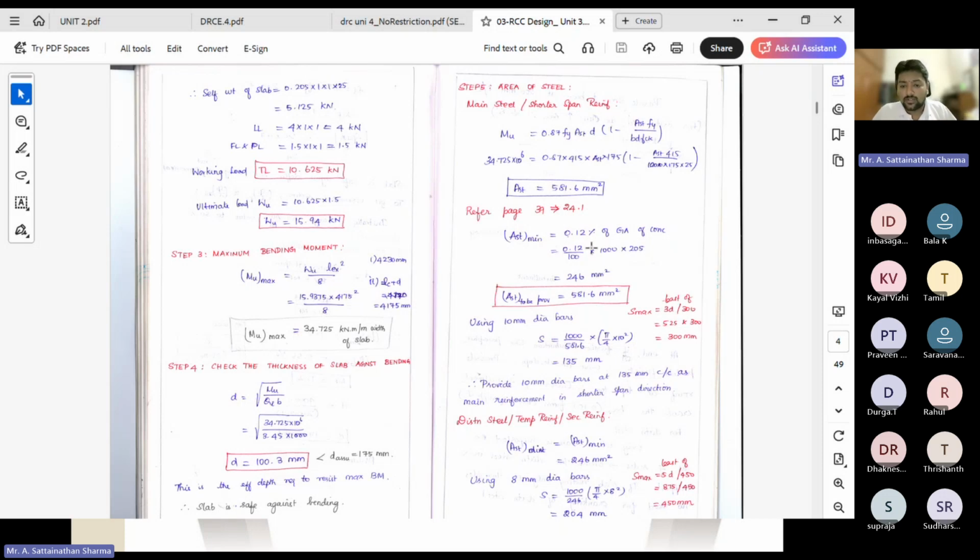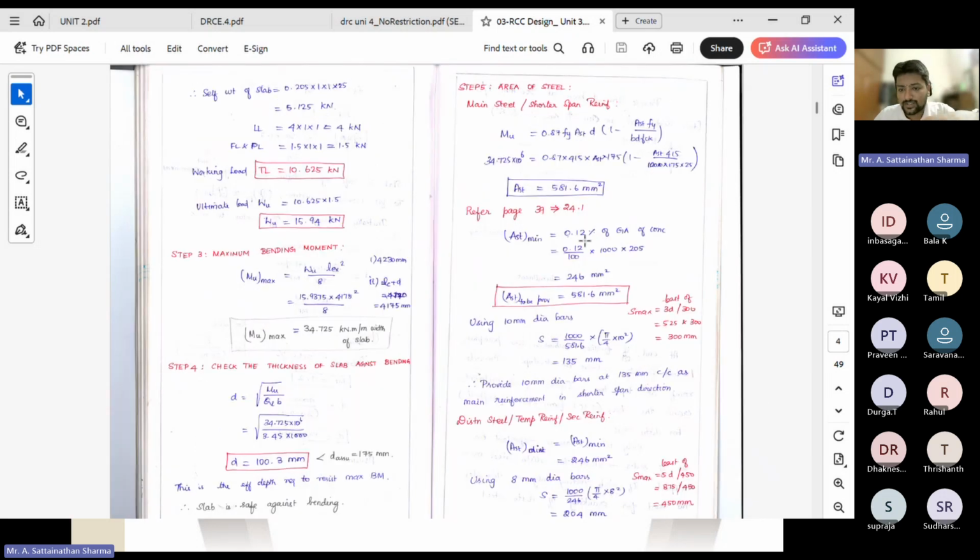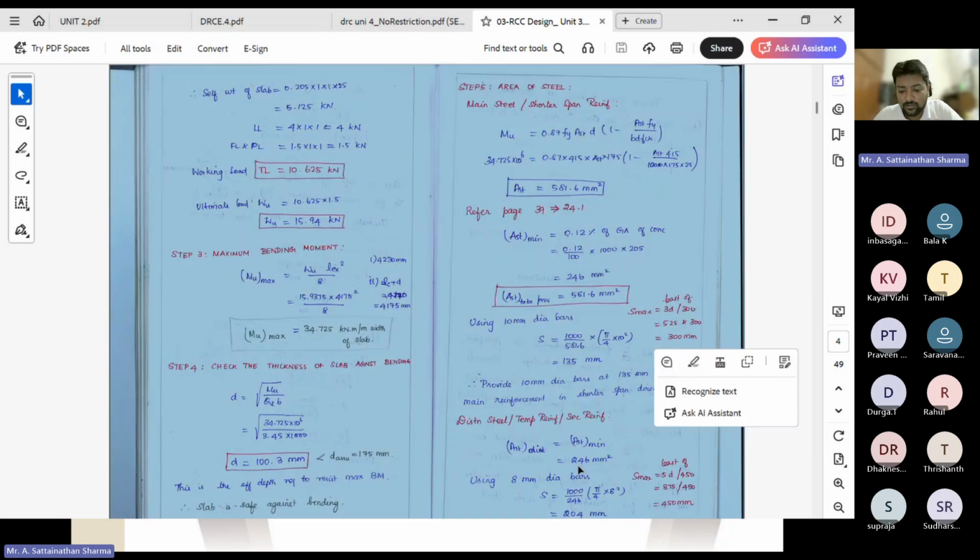Secondary reinforcement is very simple. That is distribution reinforcement is very simple. You provide the minimum, that is 0.12 percentage of gross area. 0.12 by 100 into gross area, 1 meter into 205. As far as this problem is concerned, 205 is your depth of the slab. You can see here, they have calculated. Yes, the depth of the slab. What is it? Gross area, yeah, B into D. B is 1000, D is 205. So I'm getting 246. For this 246, you provide bar.